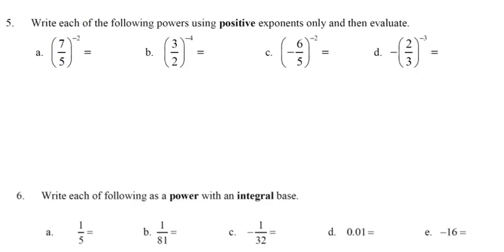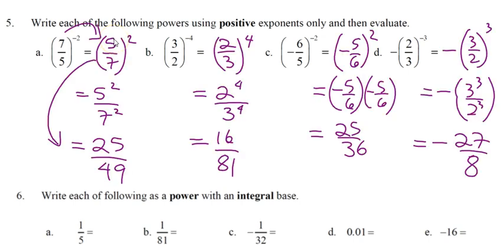Write each following using positive exponents only, and then evaluate. Same deal. Pause. Okay, so a negative sign inside brackets, a negative base. The sign of the final answer just depends on the exponent, right? If it's even and the negative sign is inside the brackets, like in part C, an even exponent is going to give you a positive answer. An odd exponent will give you a negative answer.